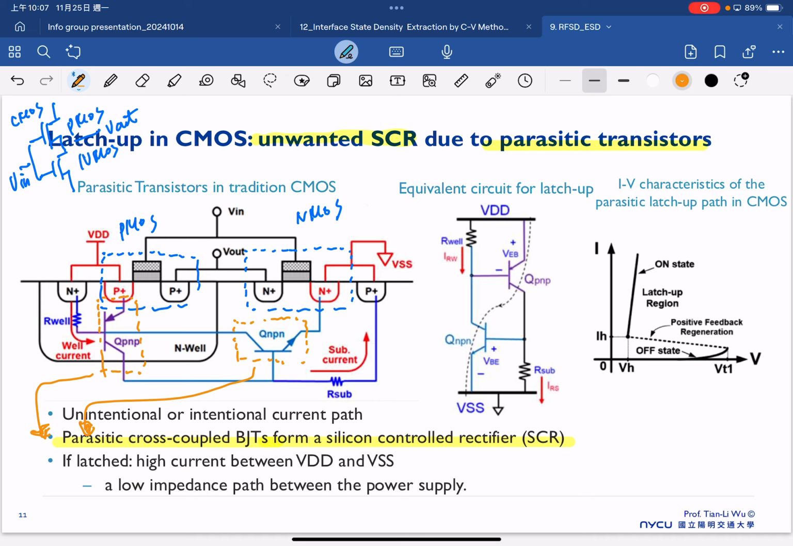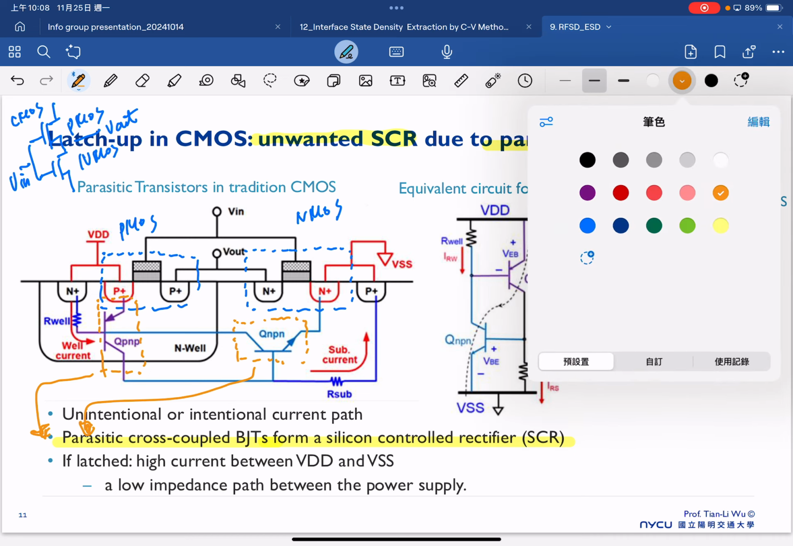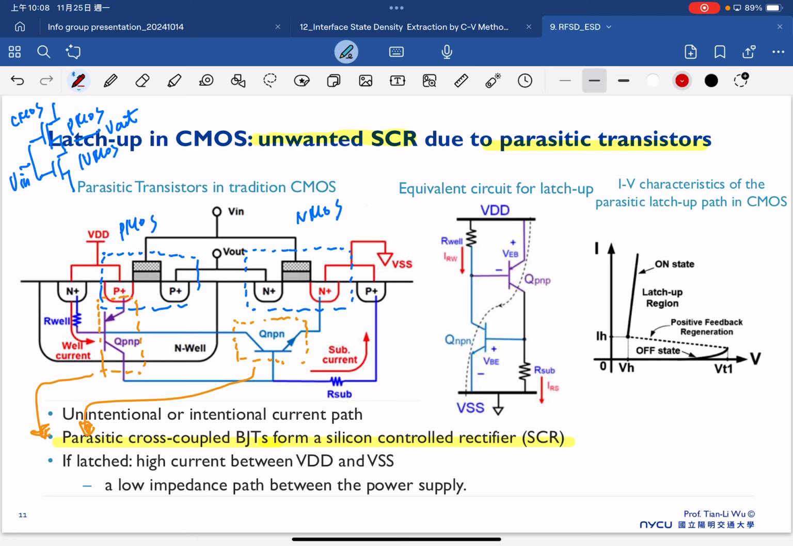So that's why inside our CMOS, we have not only the typical NMOSFET and PMOSFET, we have many PN junctions, and these PN junctions can form parasitic BJTs, in the end becoming a silicon control rectifier that can cause a huge current, latch-up, happening.